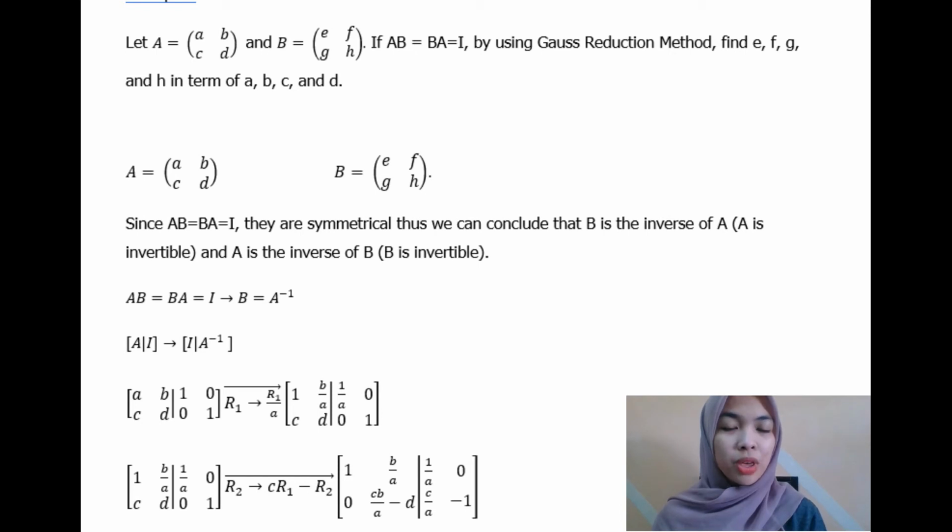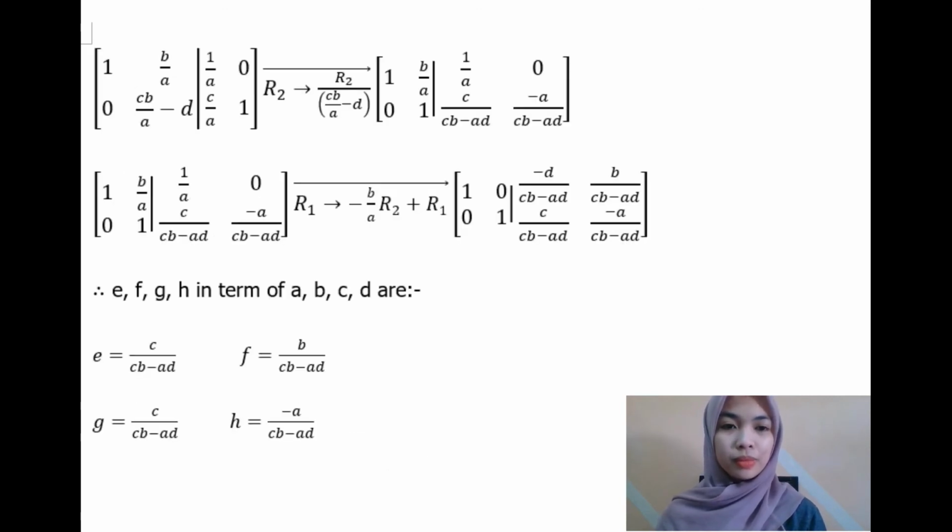So for the first step, we form an augmented matrix like this, where A is at the left side and the identity matrix at the right side. To find the inverse, we transform the augmented matrix to identity matrix form via elementary row operations like this. After we're done doing elementary row operations, the right side of the augmented matrix is the inverse of A. We will equalize the inverse matrix of A with matrix B so that we can find the values of E, F, G, H in terms of A, B, C, D.